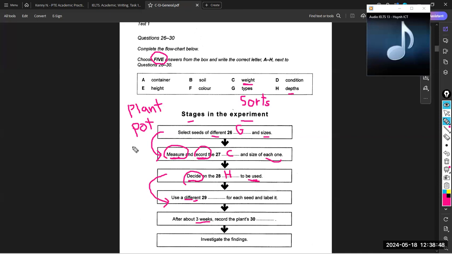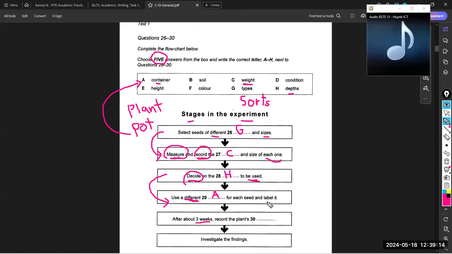Pot, container. So this is a synonym. Absolutely, the speaker is going to give you a synonym, not the exact word. So it is A. Can we plant different seeds in different containers or pots, or in the same pot? No, I think we need a different one for each seed.